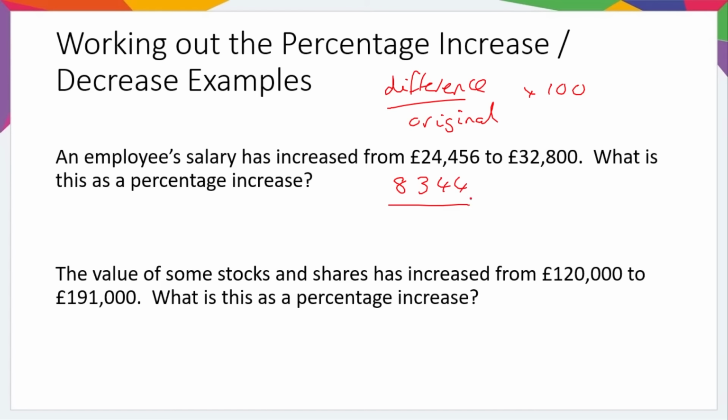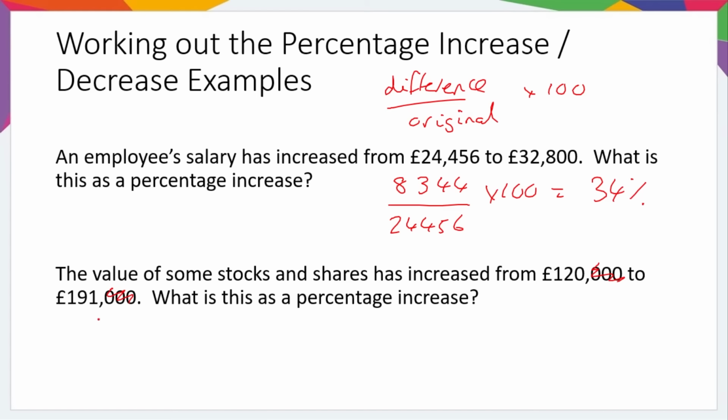The original value was, well, what did it increase from? It increased from the 24,456. So 8344 divided by 24,456 times 100 tells us that that is, to the nearest whole number, 34. That's a 34% increase. This next example, again, let's work out the difference, but we can forget the thousands.